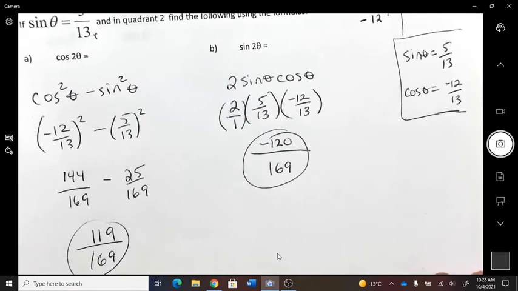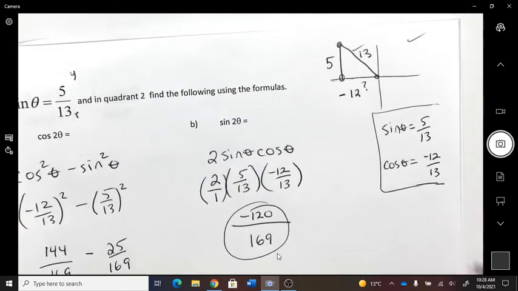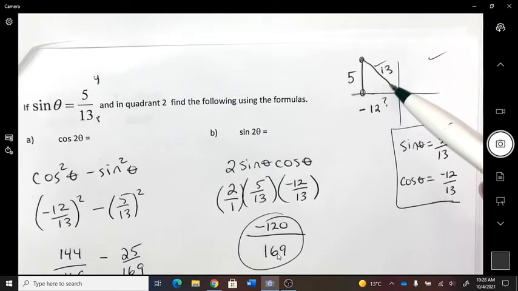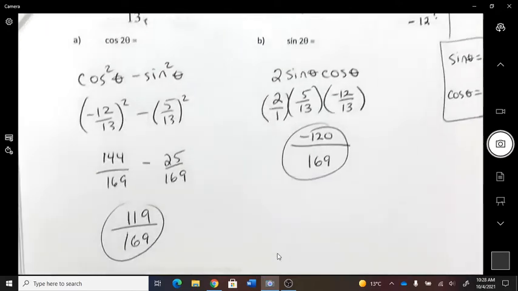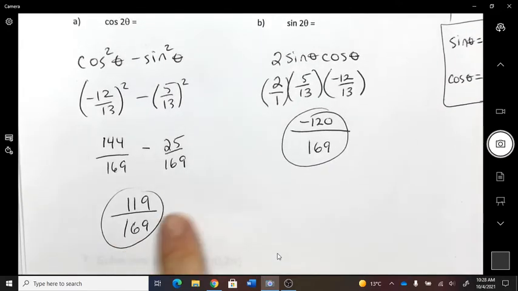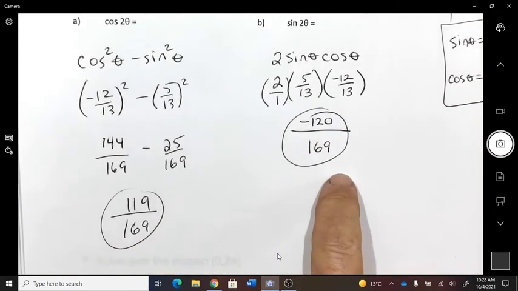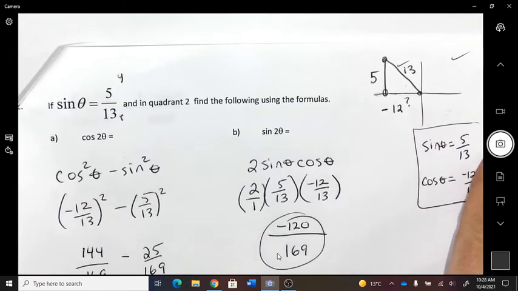Okay, this is where my angle is in quadrant 2. If I doubled that angle, I'm in quadrant 4 because the cos is positive and the sine is negative. So once you doubled that angle, you actually are somewhere in quadrant 4. Does that make sense?